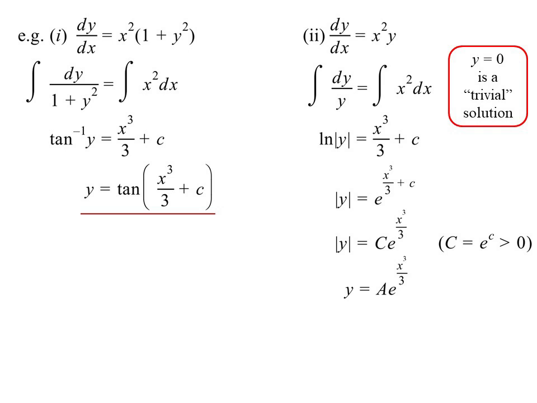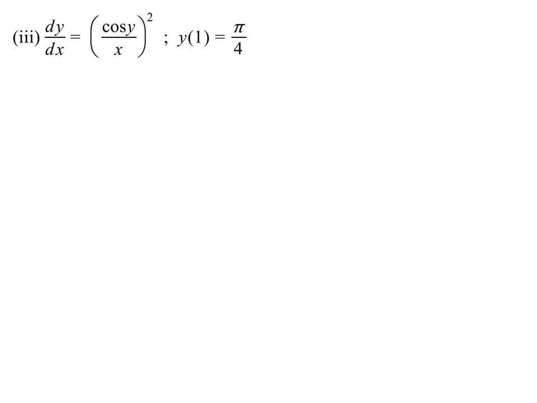Do I really need to do that? Maybe not. But it's sort of highlighting that c is positive, but a doesn't necessarily have to be positive. But of course, that's not my final answer because there is the trivial solution as well. So there's two possibilities. y could equal 0 or y could equal some constant times e to the power of x cubed on 3.